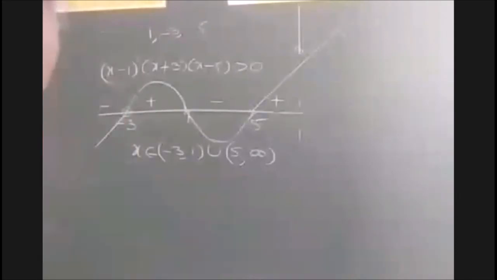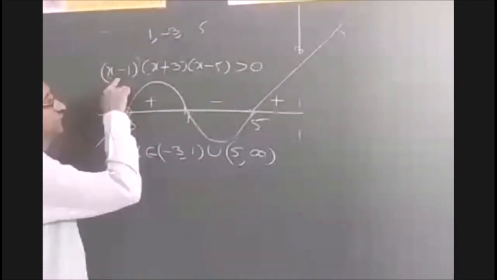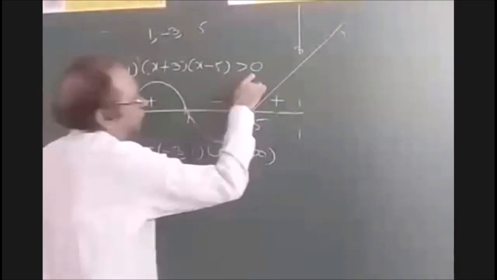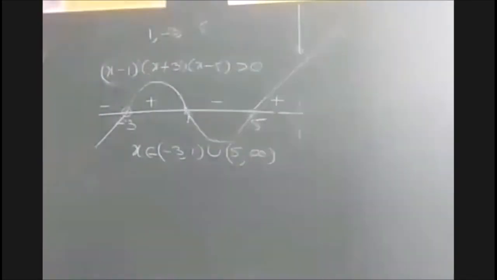Closed interval, sir? Where? Closed interval -3, 1. No, only open. Closure means if you put -3, you will get 0, and 0 is not greater than 0. There is only greater than, not greater than or equal. Okay, sir. Thank you, sir.